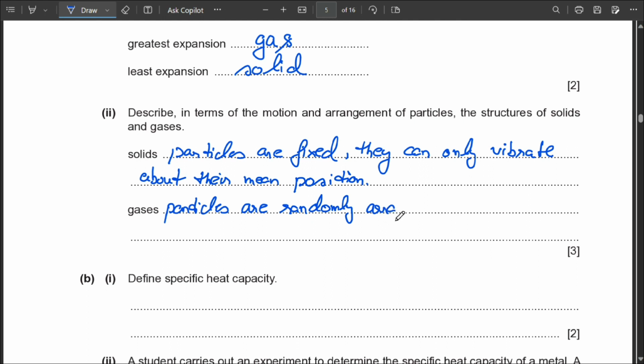Randomly arranged. Okay. And they move. They can move freely in all directions. Okay. B.